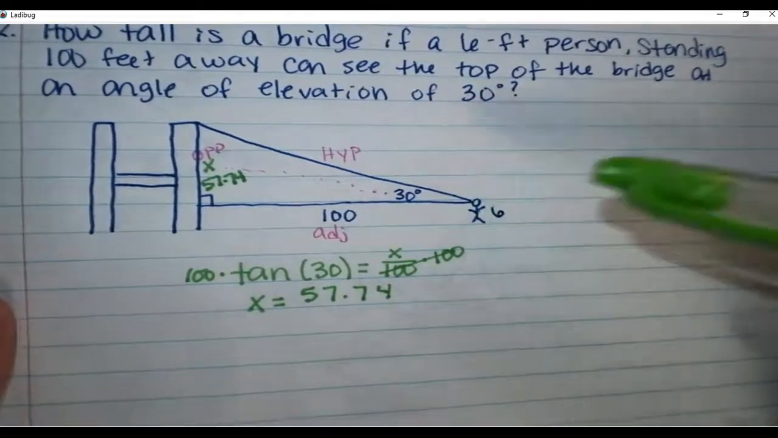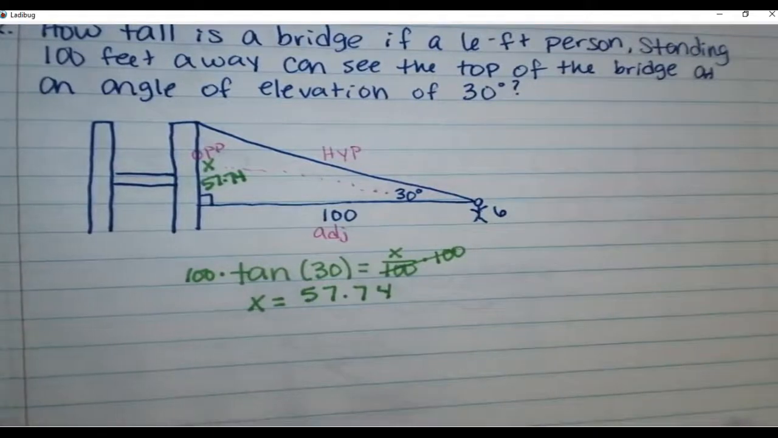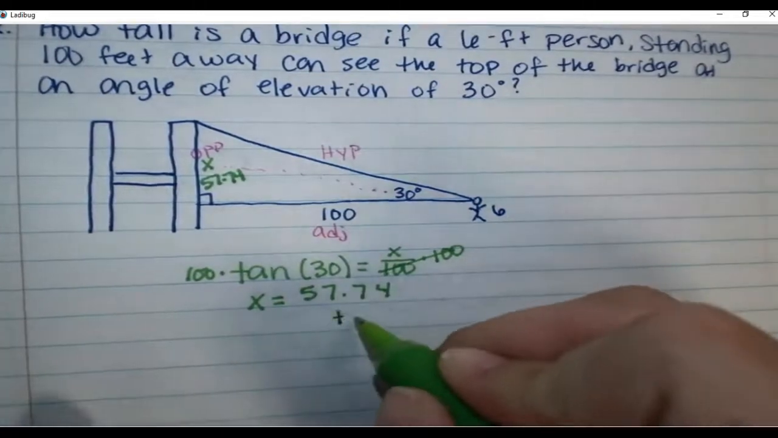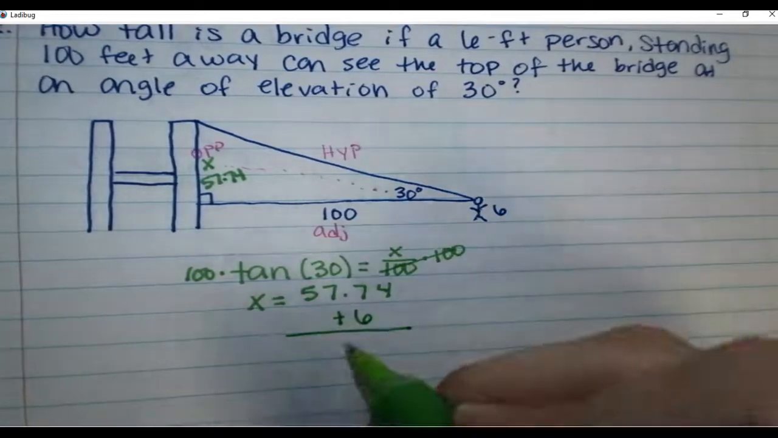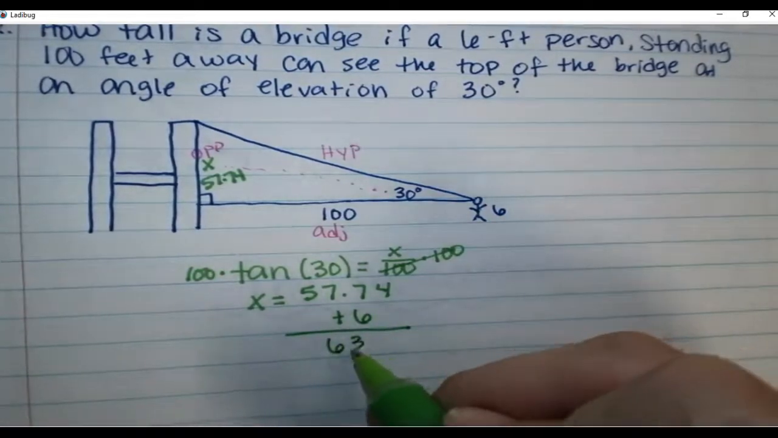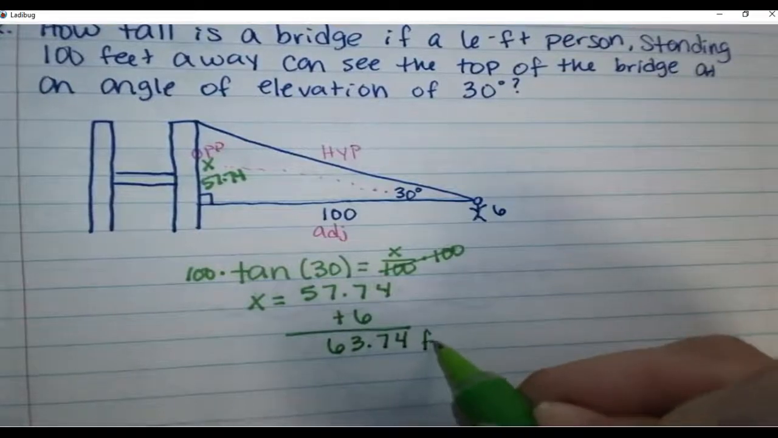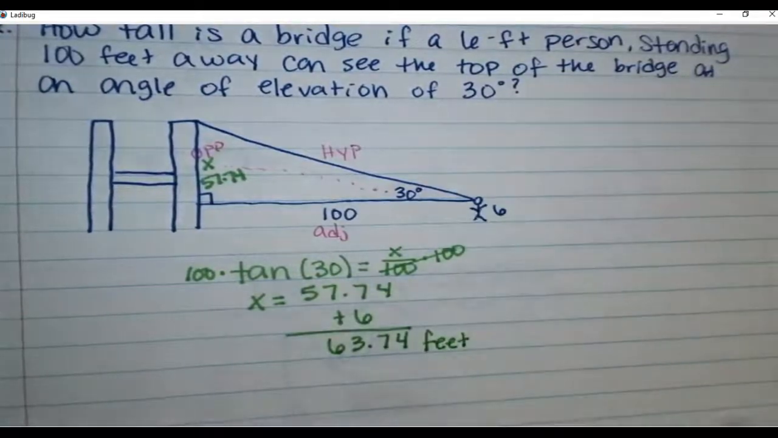Because he's 6 feet off the ground. Now, we don't know his eyeballs exactly where they are off the ground. But we'll assume that his eyes are on top of his head. And so, we have to add in his 6 feet. So, then the bridge actually is about 63.74 feet. Okay. Maybe not. Maybe just like 61. Yeah, something like that. Okay, any questions on this?